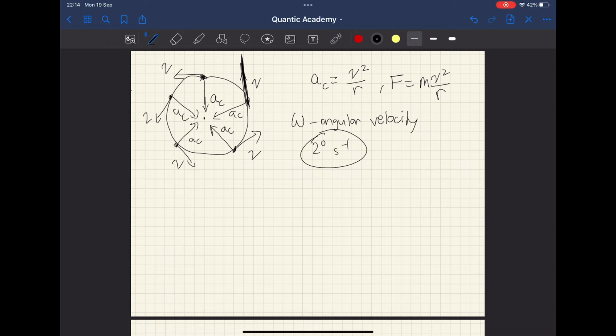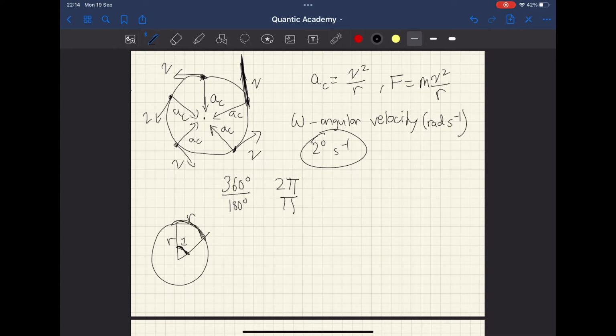To recap radians, 360 degrees is 2 pi radians. 180 degrees is pi radians. And the radian is basically the angle such that the arc length is equal to the radius. That's 1 radian. So angular velocity is measured in radians per second.